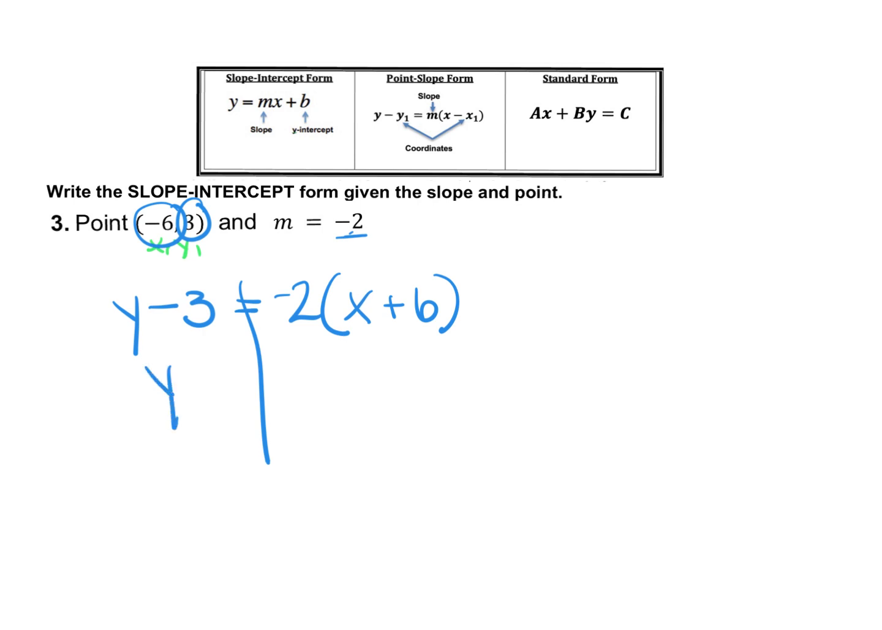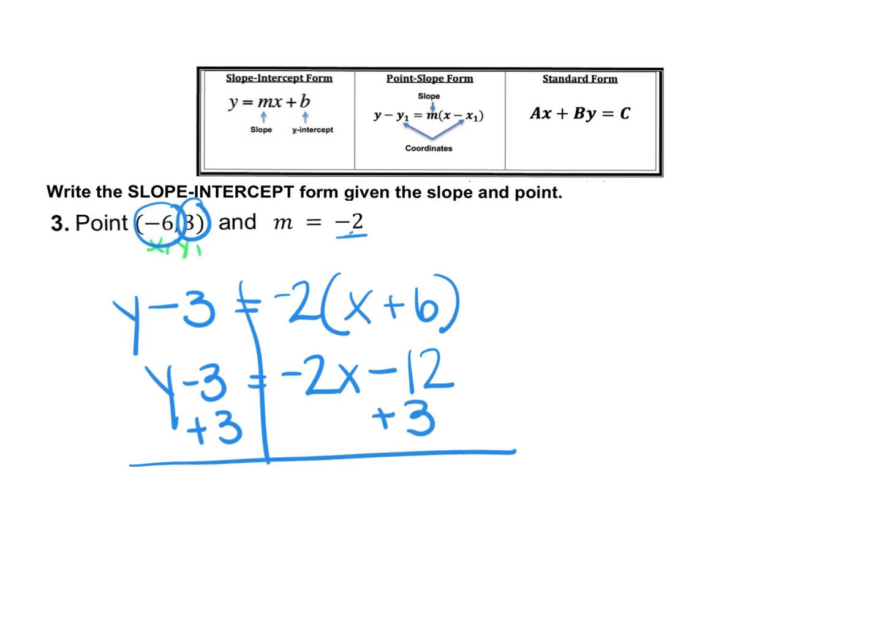So y minus 3 is equal to -2x minus 12. Now we're going to add the 3. And we have y is equal to -2x minus 9.